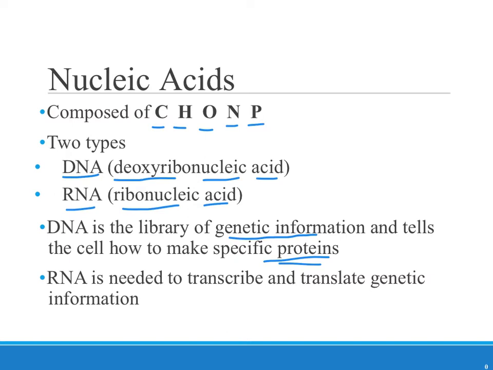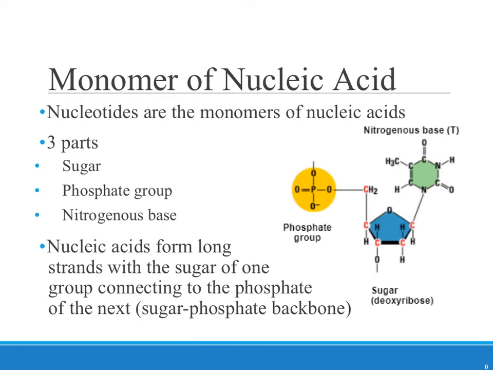And then RNA is needed to make those proteins. RNA transcribes or copies the DNA information and then translates it into the amino acids that make up the proteins in protein synthesis. So the monomer of a nucleic acid is a nucleotide. And a nucleotide has three parts.